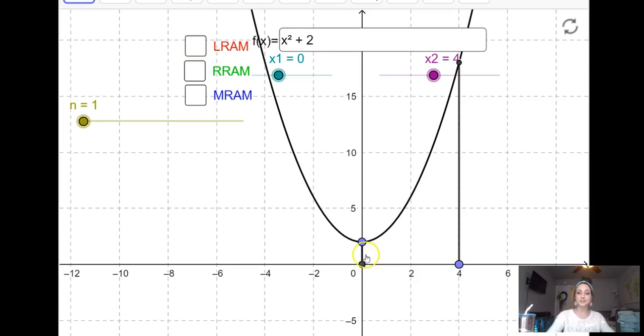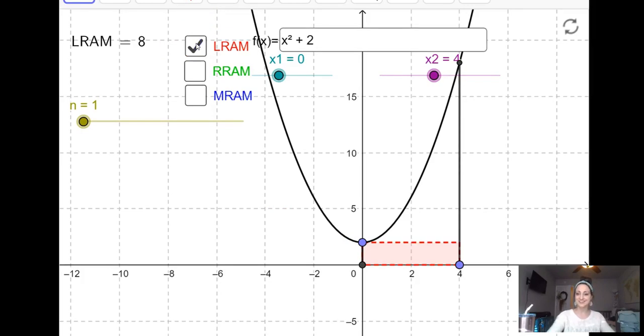So what we're going to do is, let's say I'm going to let n be 1, that's your number of rectangles. So if I make one rectangle using my left subinterval, it's going to look like that. Okay, so there's LRAM using one rectangle. Not the greatest approximation, right, for the actual area. Now, if I move it and do 2 rectangles, do you see your approximation is getting better, right?